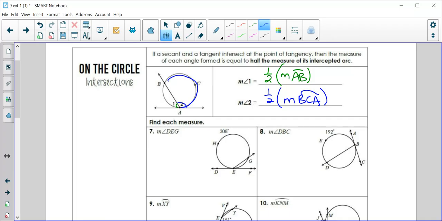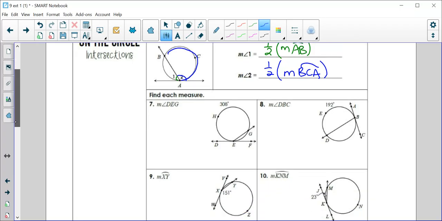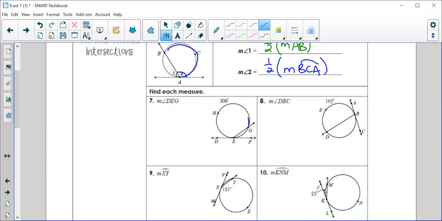Okay, so let's practice this here. So again, we'll do the odds and you can do the evens here. Number 7, you're given the arc is 308. Really got to look at what you are given and what you are being asked. We're being asked to find the angle DEG that goes with that arc. So now we can just take half of that big arc, 308, and that will be that angle DEG. So half of 308 would be 154.